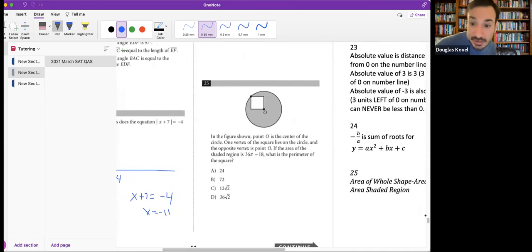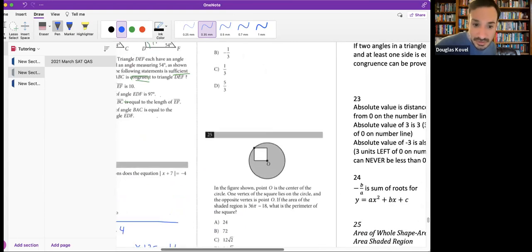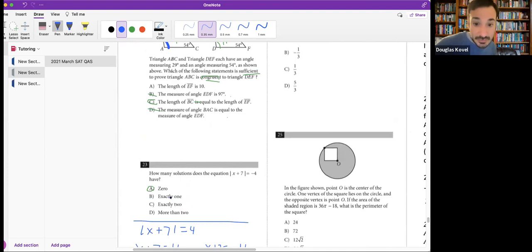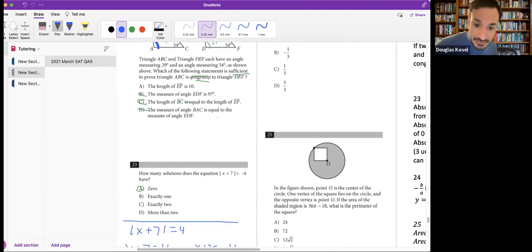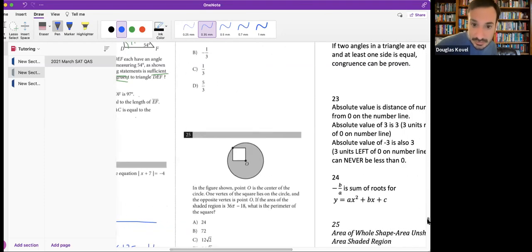All right. So then finally, next we'll look at number 24. Oh, and another thing I want to point out with 23. So B would have been right had it been equal to 0. If the absolute value equals 0, then there's just going to be one solution, which in that case would have been negative 7, because negative 7 plus 7 is 0. All right, so we'll look at 24.